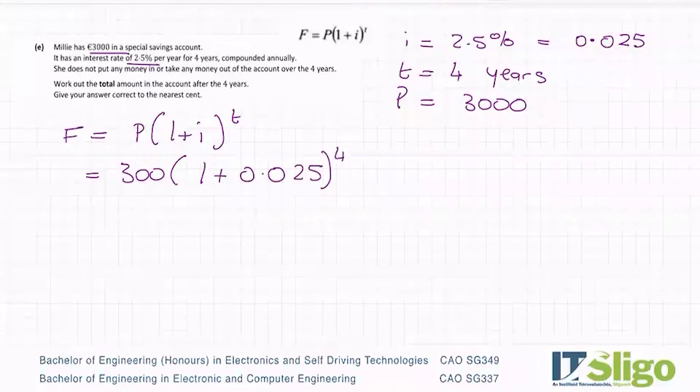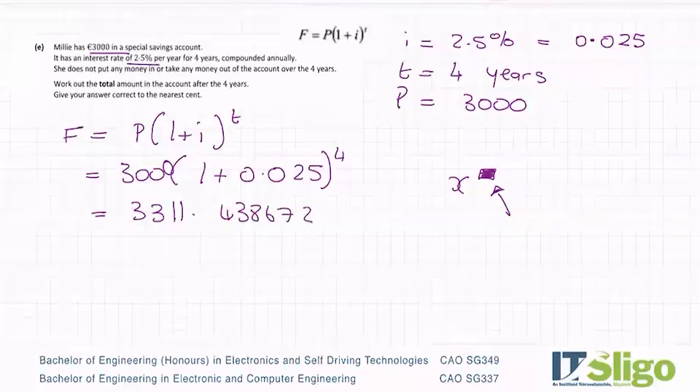And again, put that into your calculator. Oh, 3,000, not 300. So 3,000 times 1 plus 0.025 to the power of 4. And when you're putting in the power of 4, make sure you're using this button here, because that one allows you to put in any power you want. And I get 3311.438672 when I do that.